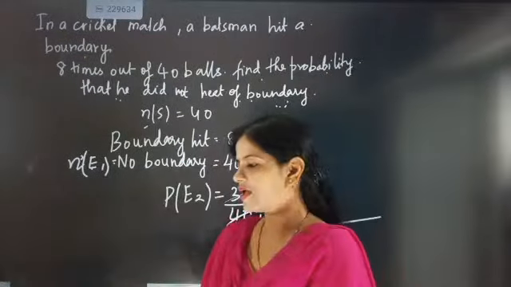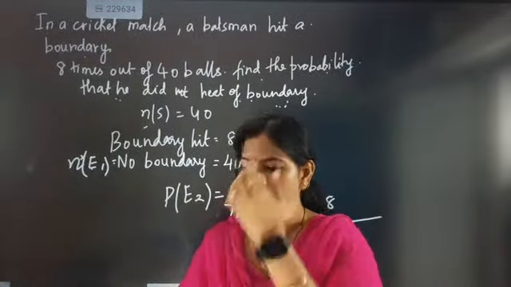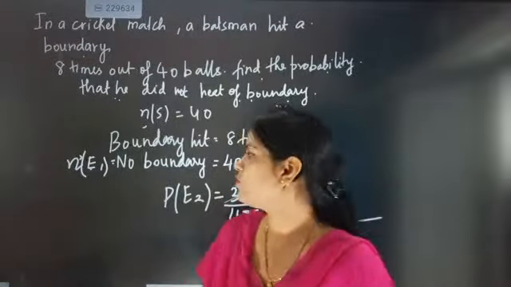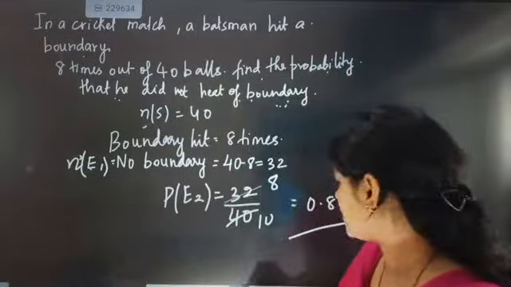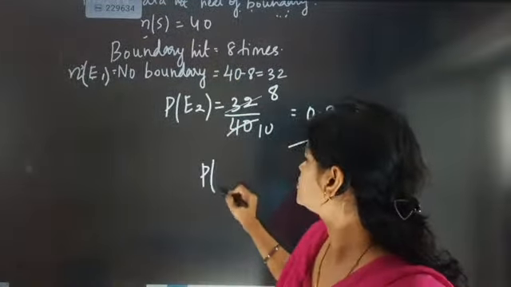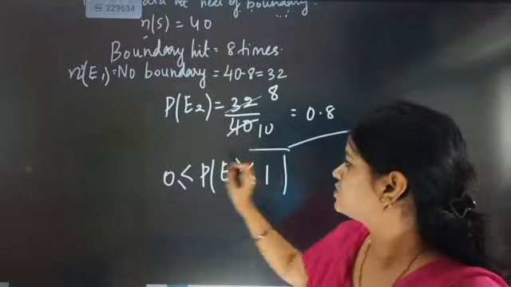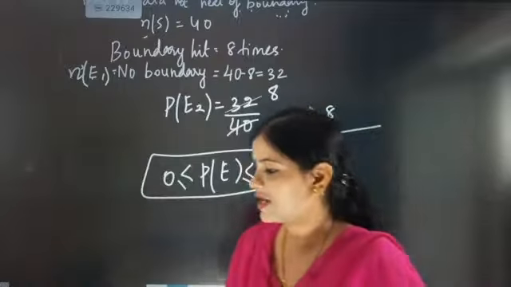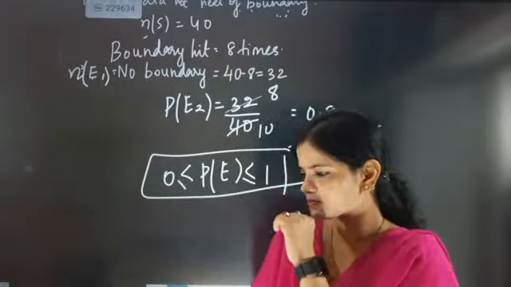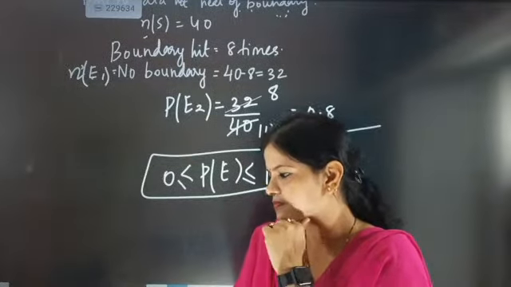Strike rate is okay, but I am just talking about how much exactly the probability is going to be. The value of probability always lies between 0 and 1. So this should be the condition: probability lies between 0 and 1. I hope you have understood.